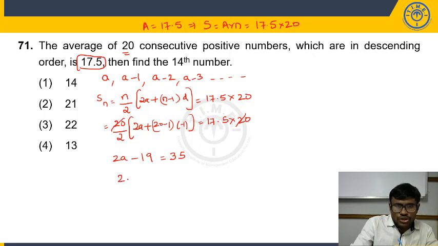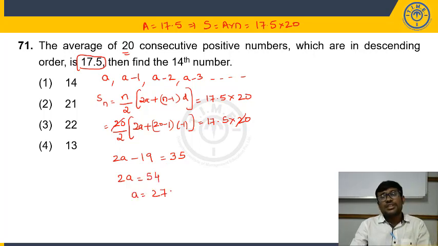So what is your 2a? 2a is equal to 35 plus 19. 35 plus 19 is how much? It is 54. So what is the value of a? a is equal to 27. Means your first term is 27.